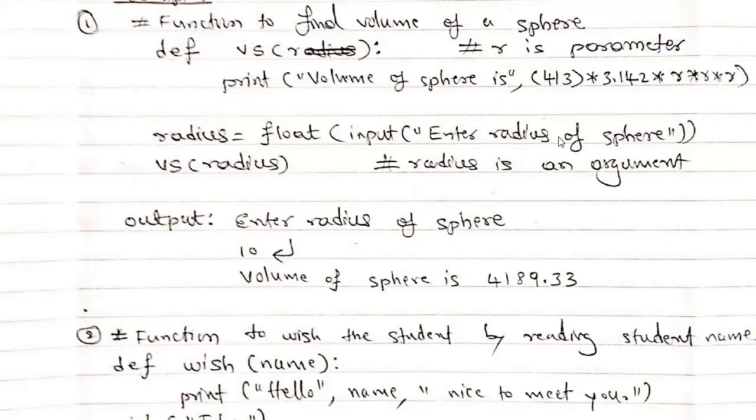We read the radius of the sphere. That will be stored in radius. That one we are passing here. Radius we are passing. This radius is an argument. Means the variable whichever we use in the function header, that is a parameter. The variable whichever we use while calling a function, that is an argument. This is the simple difference between argument and parameters.